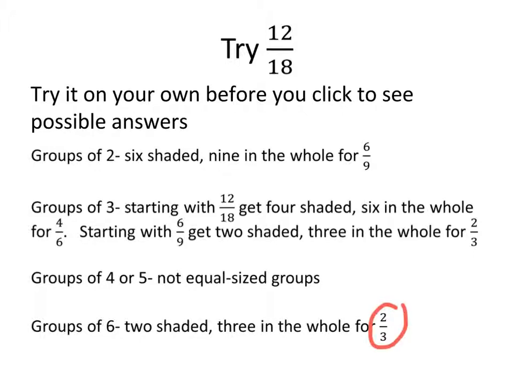Now notice, I got 2/3 here and I got 2/3 here. Breaking something up into groups of 6 is the same as breaking something into groups of 2 and then breaking those into groups of 3. So if I have a whole bunch of things, I put them in piles that have 2, and then I take 3 of those little piles, right? Now I have piles of 6. So those are equivalent.